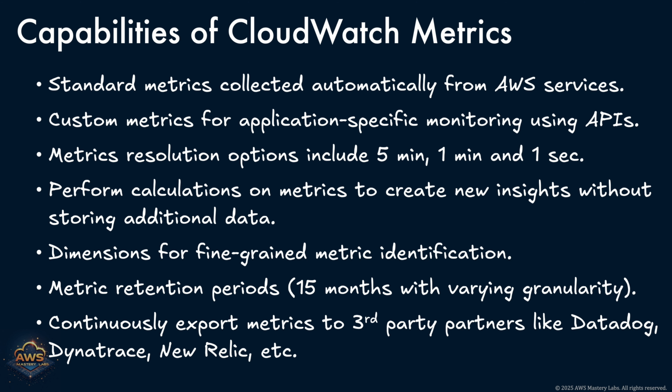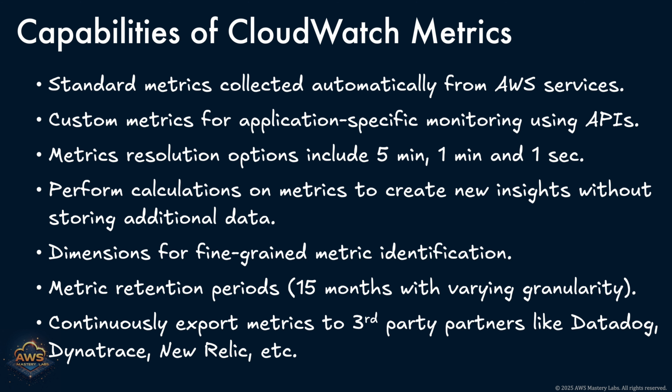CloudWatch alarms help you stay on top of your application and infrastructure health by notifying you when something goes wrong, or even before it does. The most basic type is a threshold-based alarm. This lets you define a static value, and CloudWatch will trigger an alarm when a metric exceeds or falls below that value. For example, you might set an alarm if CPU usage goes above 80% or if disk space falls below a safe threshold.